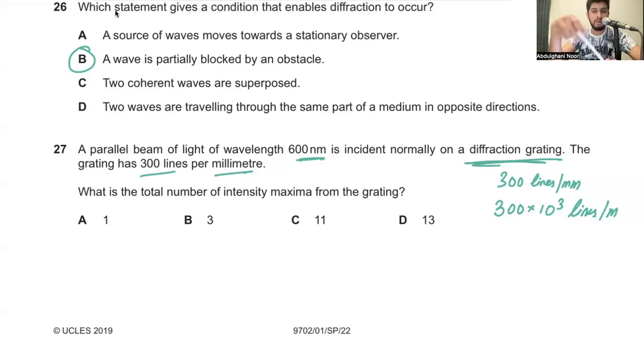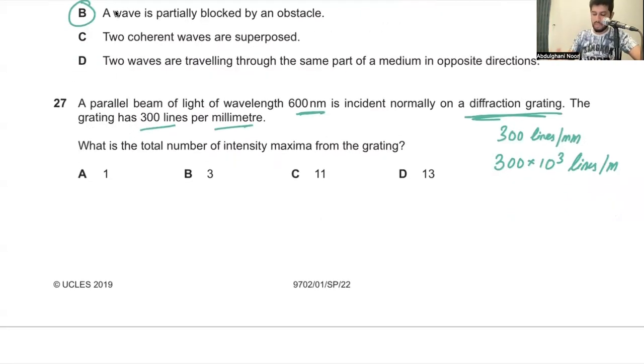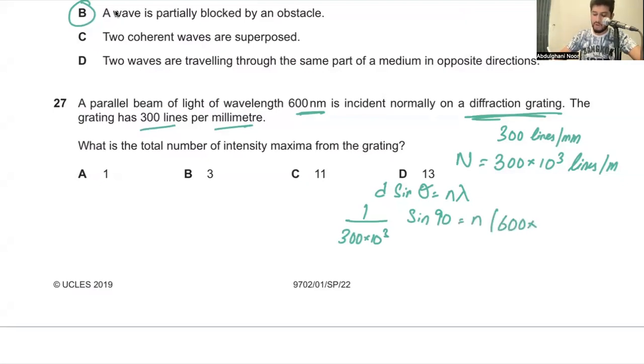What is the total number of intensity maxima from the grating? Total number of intensity maxima. d is the value for n. d sin theta equals n lambda. 1 upon 300 into 10 to the power 3, sin 90. Whenever you have to find the maximum, you use 90, equals n. The wavelength is 600 nanometers, 10 to the power minus 9. And that gives you the value of n as 5.6.